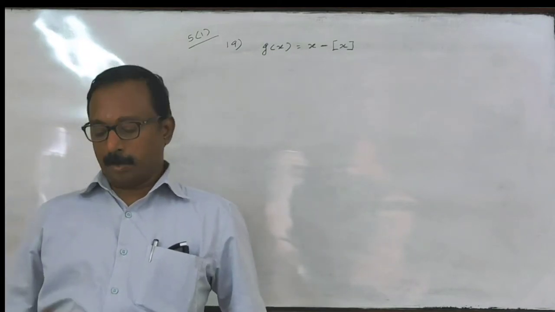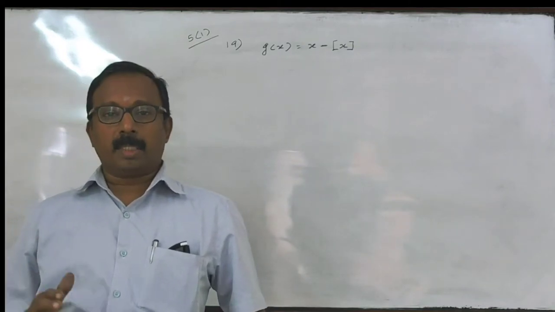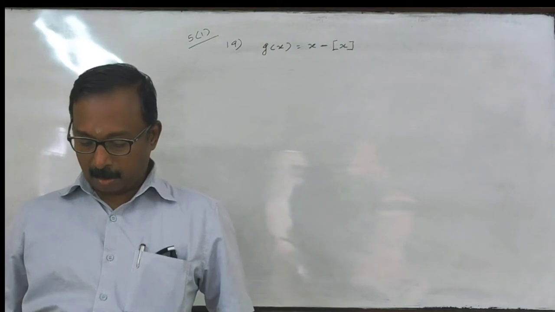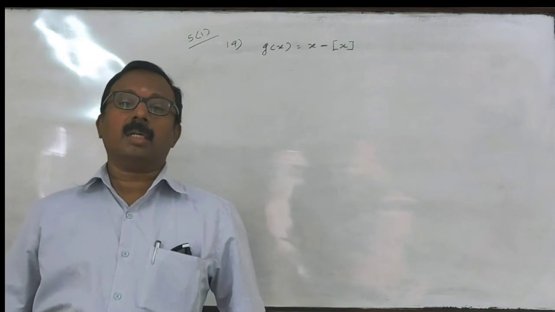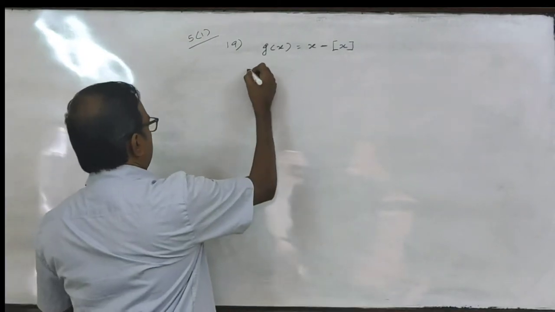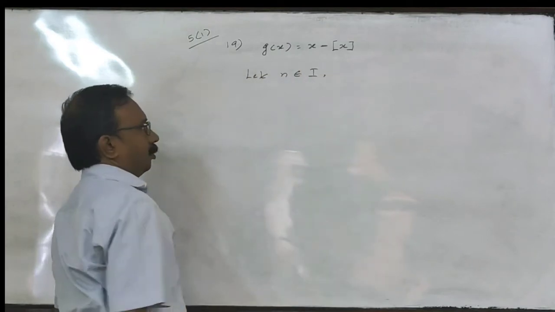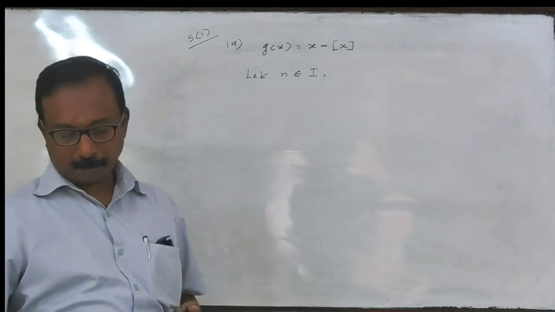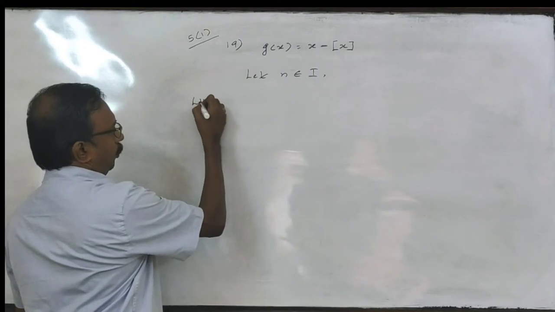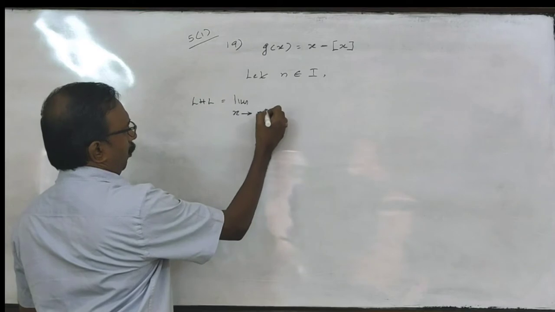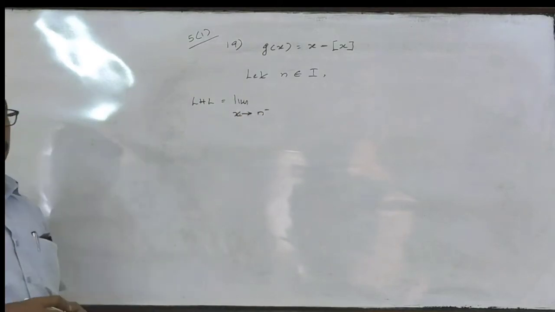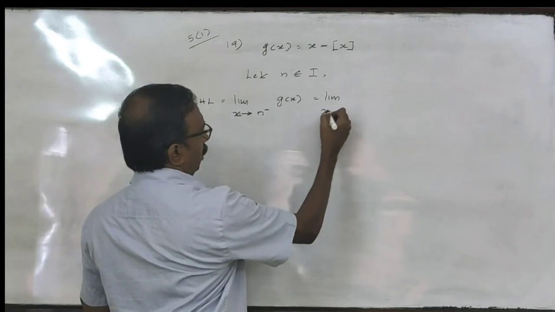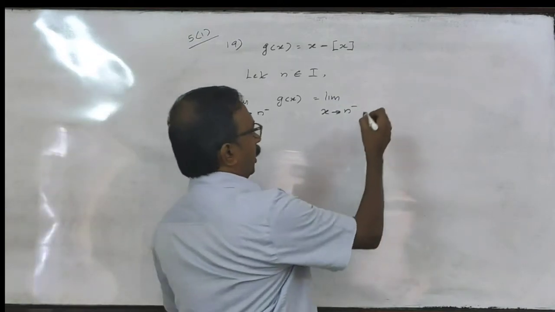This function g of x is equal to x minus mod x. At all integral values of x, we have to show it is a discontinuous function. Here mod x denotes the greatest integer less than or equal to x. Let n be an arbitrary integer. LHL is the limit of x tends to n minus of g of x, that is, limit of x tends to n minus of x minus greatest integer x.